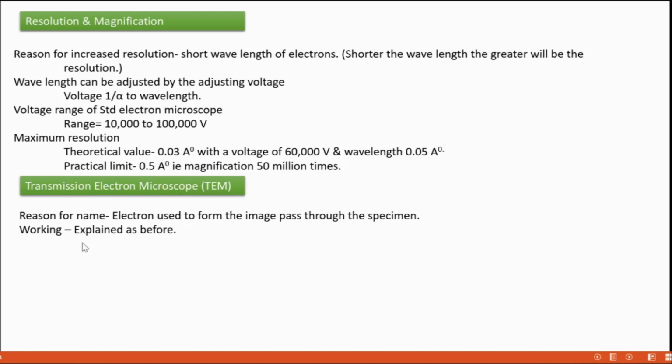Its working principle is already explained. That is the entire process that I explained to you till now from that video, and also using the one schematic diagram that I have already shown to you. Using that diagram also I explained the working. That working is the same as that of the transmission electron microscope.